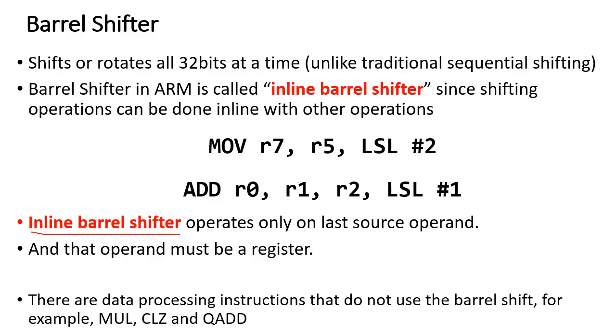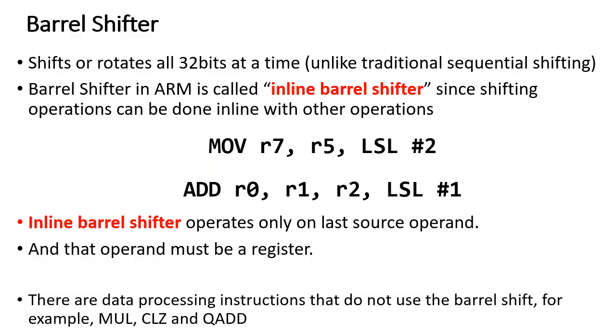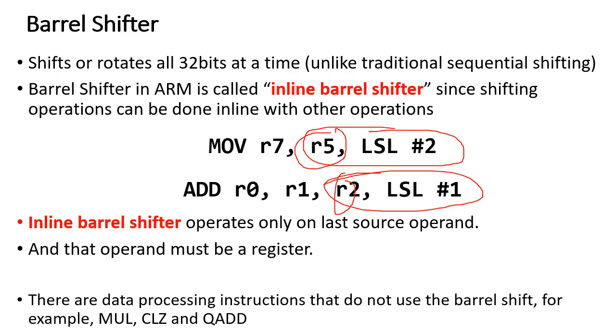Okay. Now there are some interesting conditions or limitations that we have to follow while using the barrel shifter in combination with any other instruction. That is, the inline barrel shifter operates only on the last operand. You can see here move has 2 operands, so R5 is the operand for the barrel shifter. Similarly, add takes 3 operands, then R2 is the operand for the barrel shifter. So the last operand of the main instruction is the source for the barrel shifter. And one more thing is that the last operand must be a register.